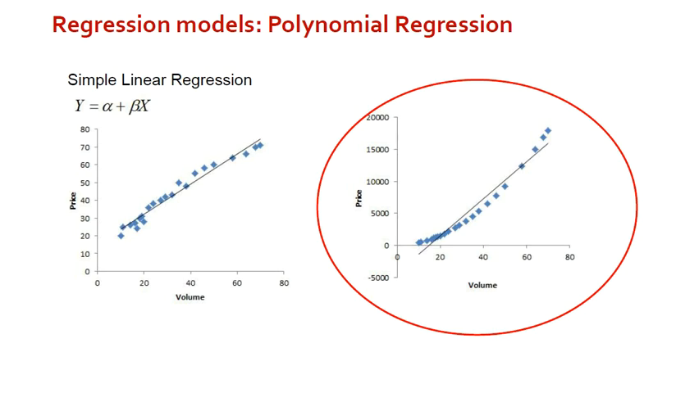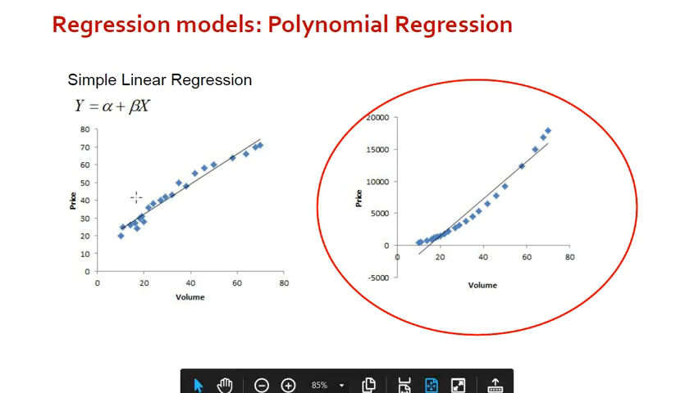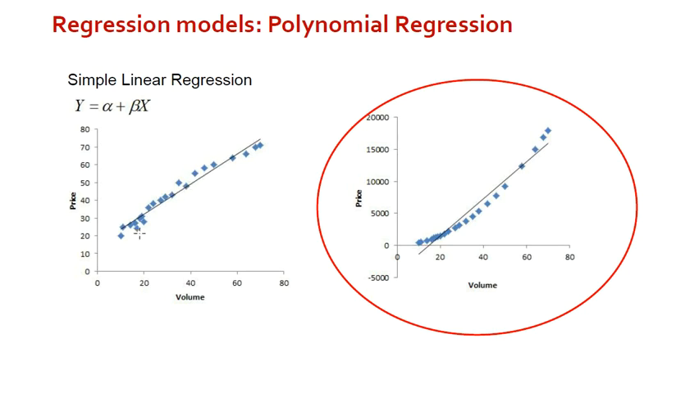Kali ni kita nak belajar tentang polynomial regression. So polynomial regression ni pun adalah salah satu jenis regression models. So bila masa kita nak gunakan polynomial regression? Contohnya, this is the simple example lah. Kalau kita gunakan simple linear regression, this is how it looks like lah. Dia dapat plot cantik. Untuk data macam ni bagus kalau kita gunakan linear regression.